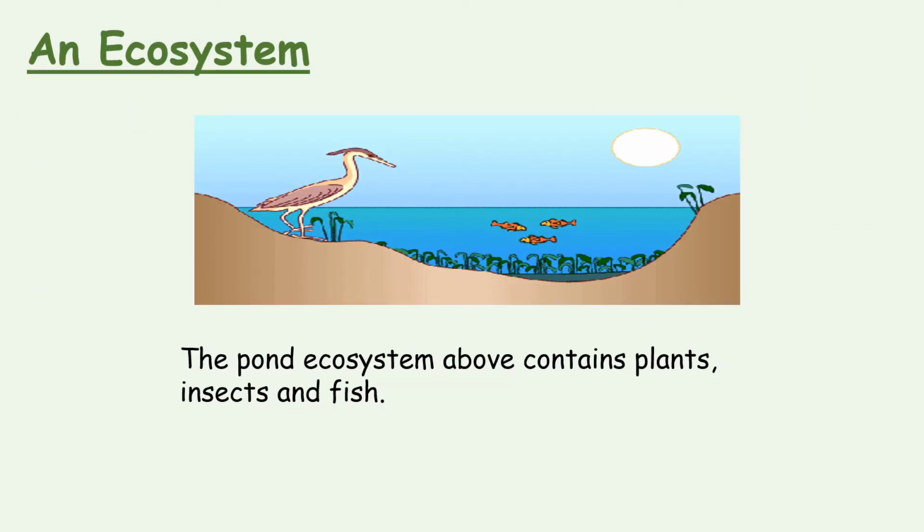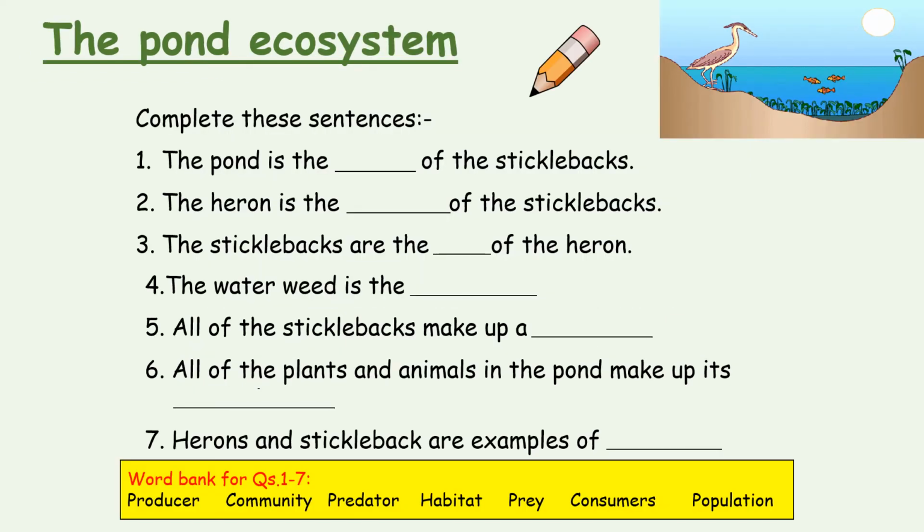It's important that you learn the words producer, consumer, omnivore, herbivore, and carnivore before you move on to the next part of this video. So let's look at a pond ecosystem and do some revision about the keywords that we've already heard before. So pause the video and try to fill out the blanks before I go over the answers with you.